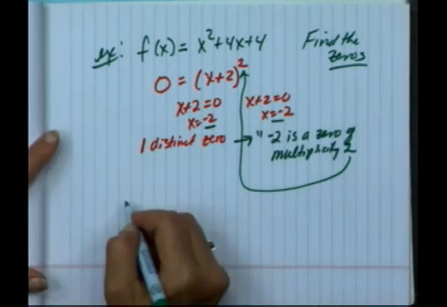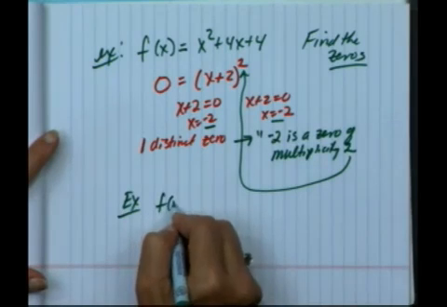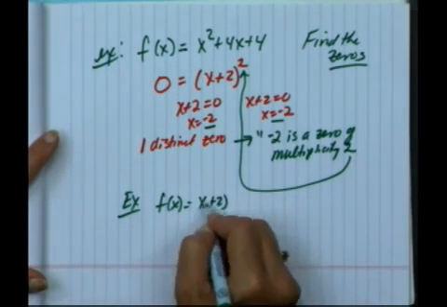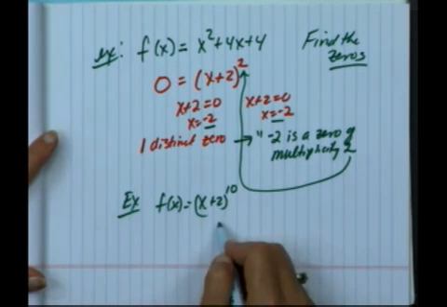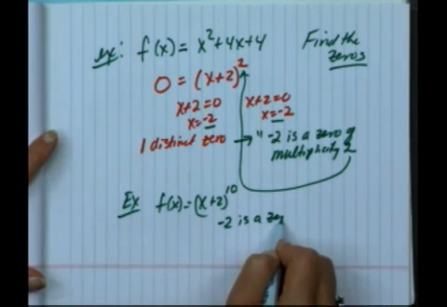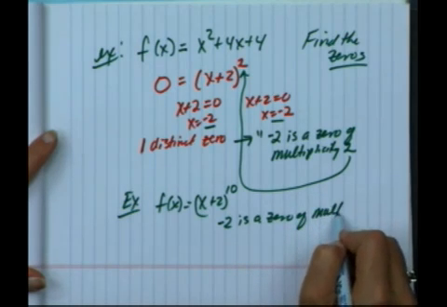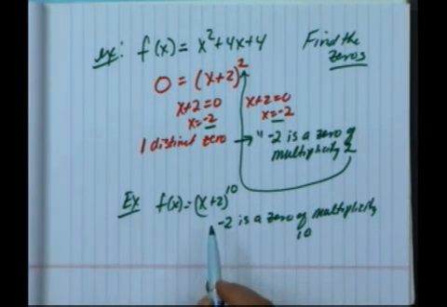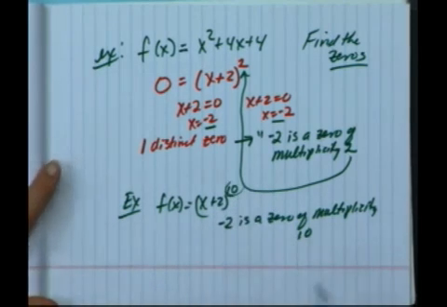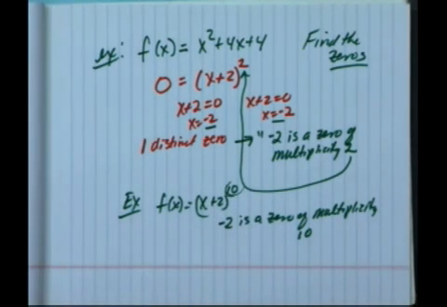So if you had a function f of x equals x plus 2 quantity to the 10th, you would say negative 2 is a 0 of what multiplicity? 10. Multiplicity 10. It just means negative 2, negative 2, negative 2, negative 2. So whatever the power is, you have that many zeros, but they may not all be distinct. Everybody got it? Any questions?